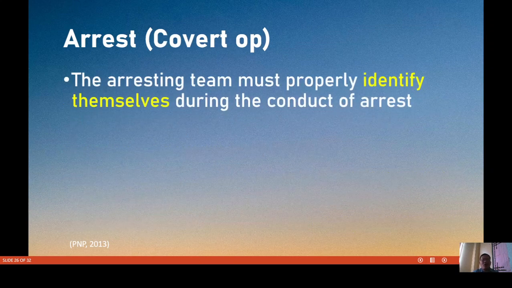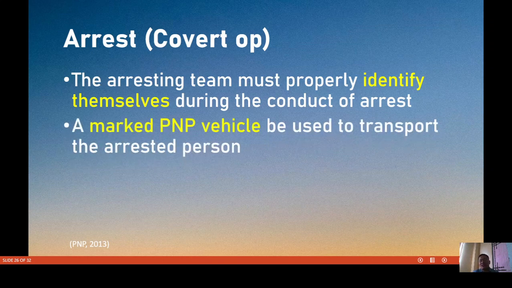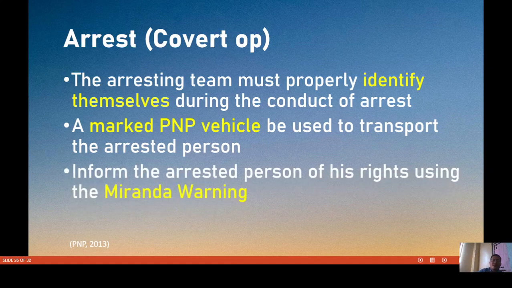How about covert operations? In covert operations, in situations where wearing a uniform might be prejudicial to the interest of the police, for example, in buy-bust operations, the police officers there do not wear uniforms because they can be easily recognized as police officers, and it could bungle the operation. The arresting team here must properly identify themselves during the conduct of the arrest. Then a marked PNP vehicle must be used to transport the arrested person, only after the arrest.